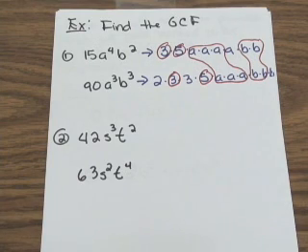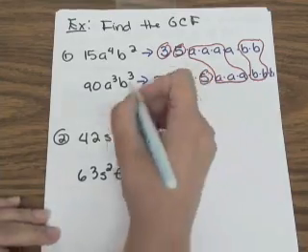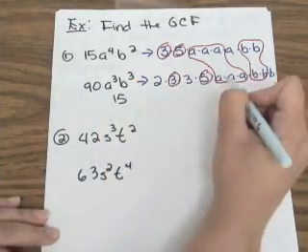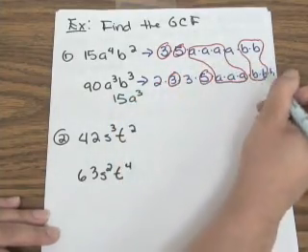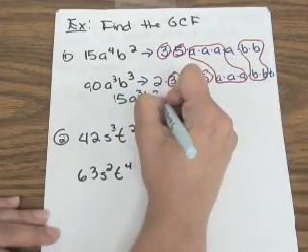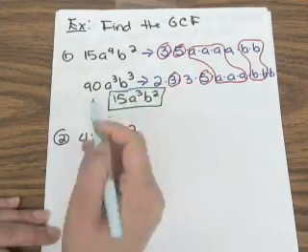When we multiply 3 and 5, we get 15, and we multiply a times a times a, we get a cubed. And when we multiply b times b, we get b squared. So the greatest common factor between 15a to the 4th b squared and 90a cubed b cubed is 15a cubed b squared.